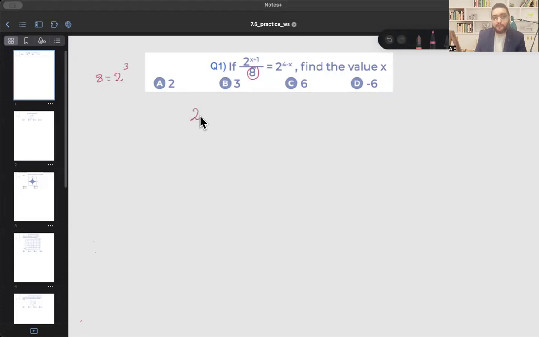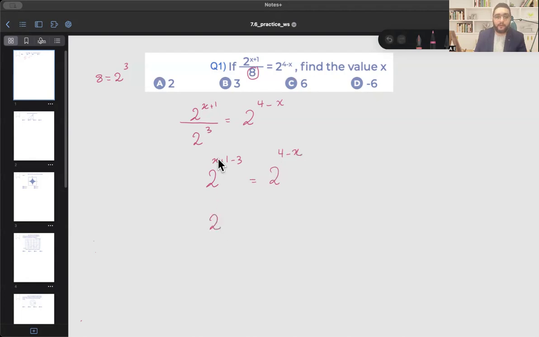So we have 2 raised to the power of x plus 1 over 2 raised to the power of 3, which equals 2 raised to the power of 4 minus x. Now we have the same bases and we have division, so we'll subtract the exponents. So we have 2 raised to the power of x plus 1 minus 3. This is equal to the right hand side, which equals 2 raised to the power of 4 minus x.